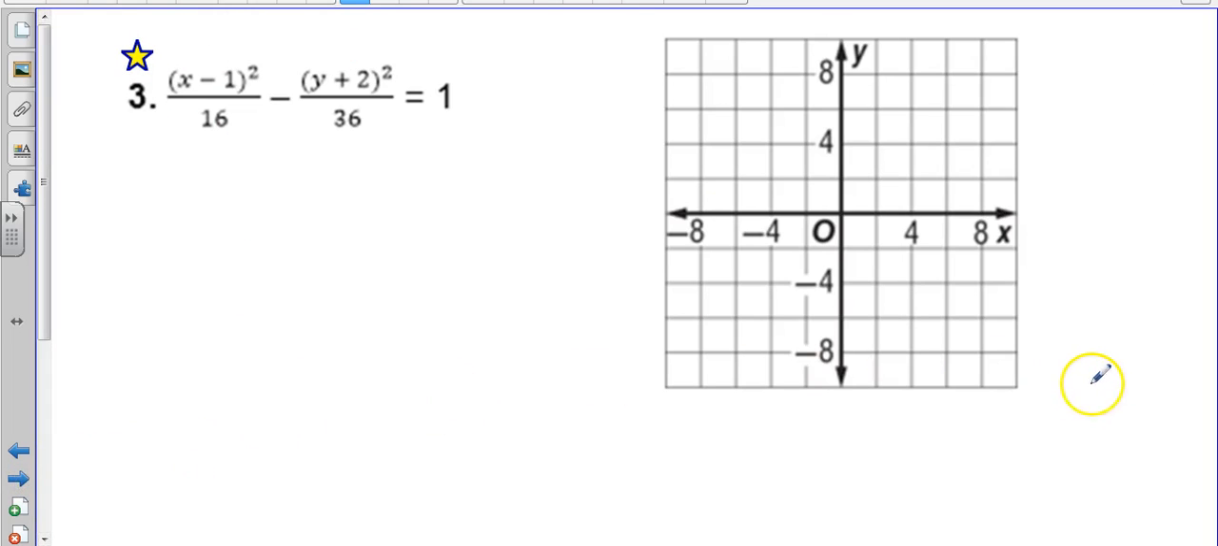All right, so work on this one. See how it goes for you. Kind of watch your neighbor, make sure you don't do anything totally wrong. I like to write x minus h and y minus k up here.